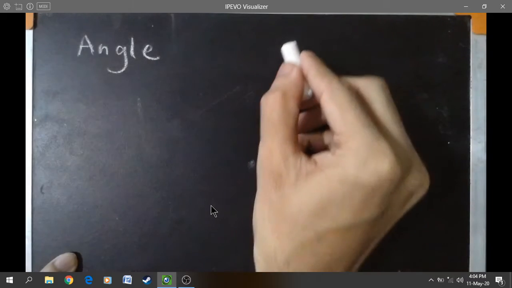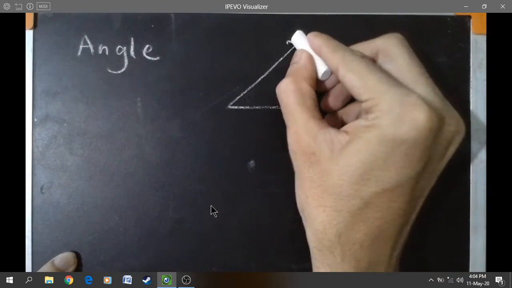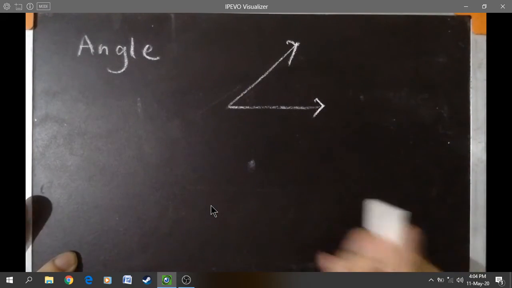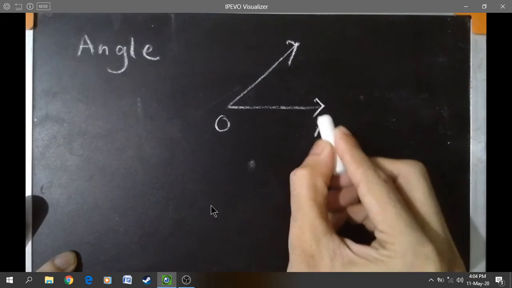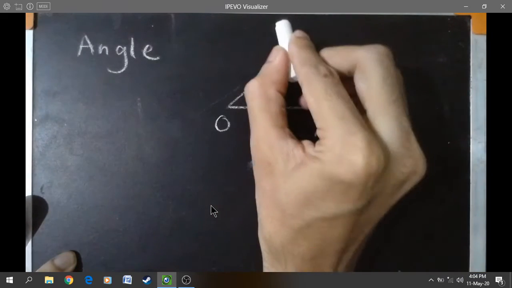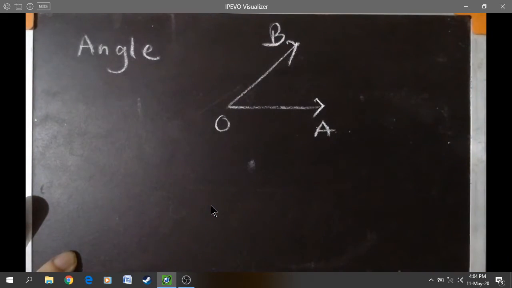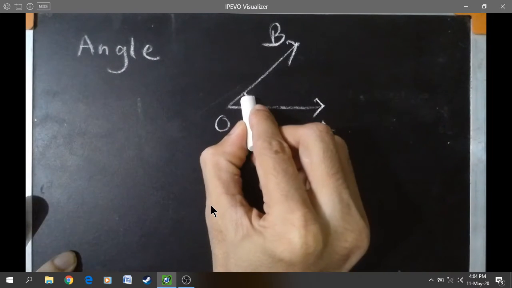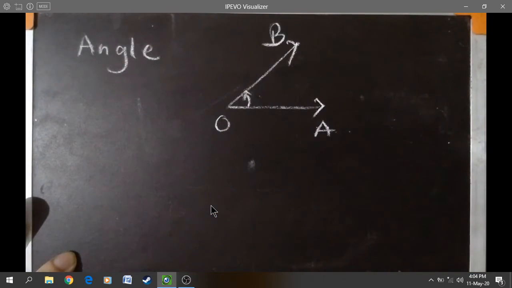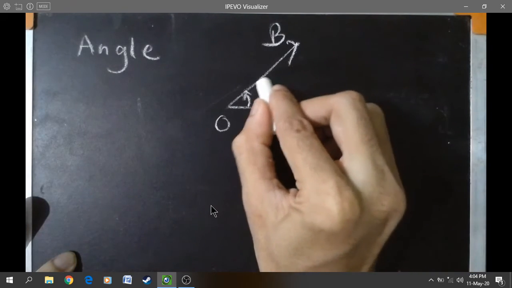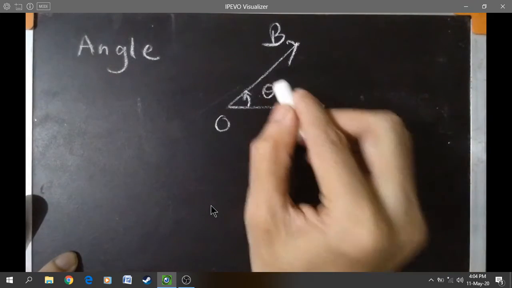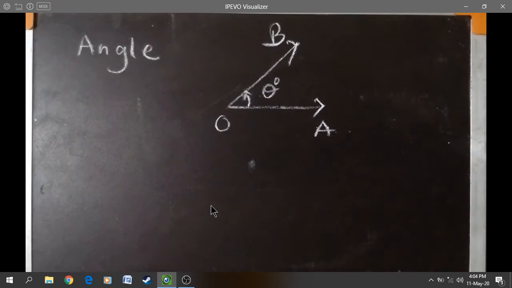We know angle is a combination of two rays. Suppose OA is one ray and OB is another ray. Then the rotation formed by these rays is called an angle, and we can measure it in degrees or in radians.